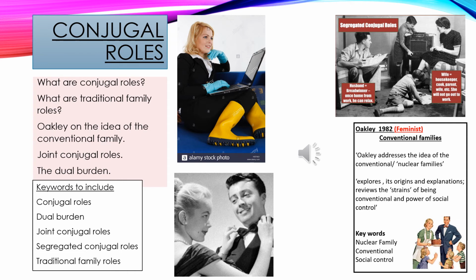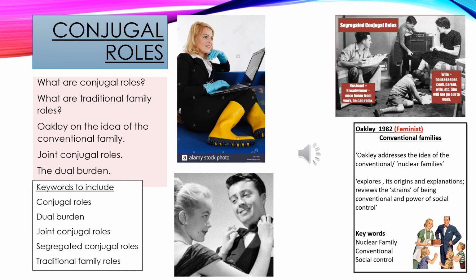So you may look at the 1950s idea of segregated conjugal roles, of the woman taking care of the man doing the more physical labour around the house, the types of chores men and women do, such as do women cook and clean and men maybe take the bins out and do the DIY.